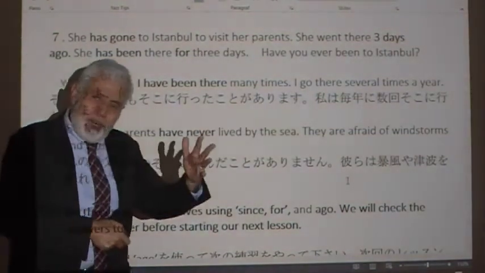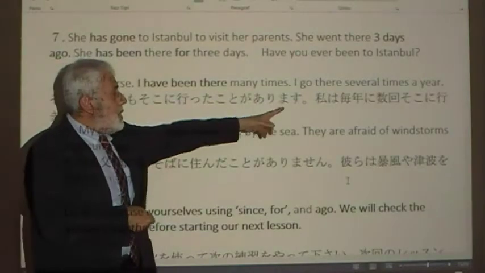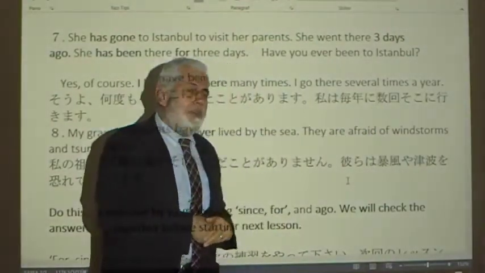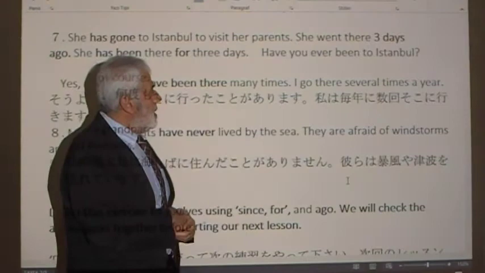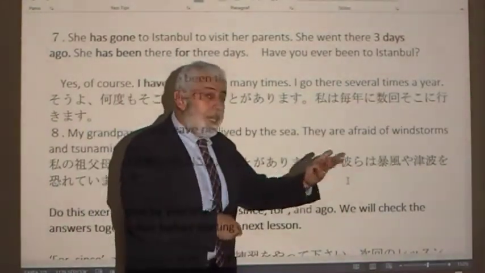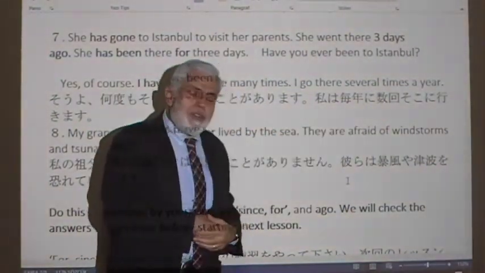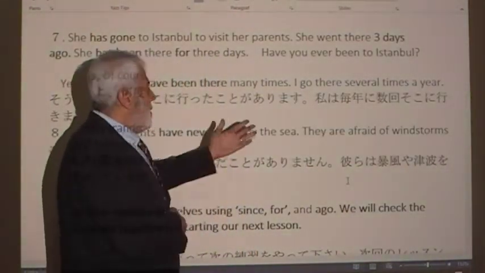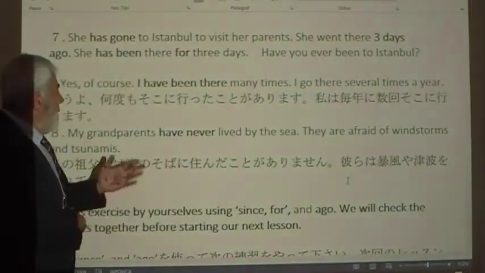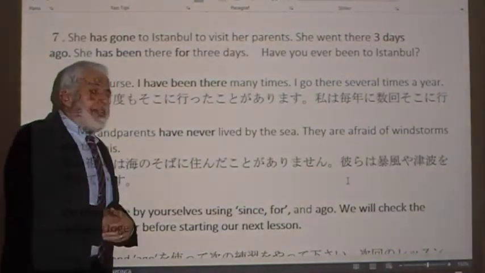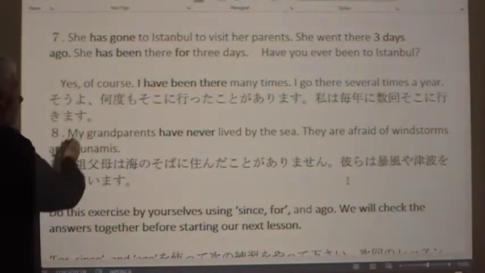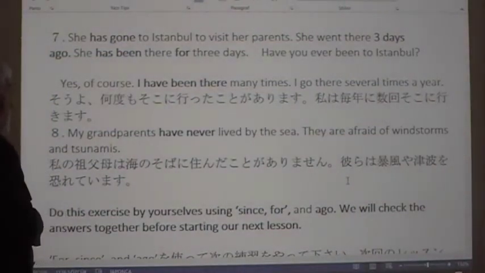まあ、結構な時行きました。I go there several times a year. Several times は数回。So I go there several times a year. 私は毎年数回、イスタンブールに行きます。これはやっぱり単純な現在形、普段やってること。I have been there many times は現在完了。何度もそこに行ったことあります。Number eight.